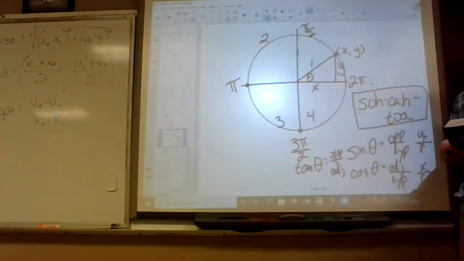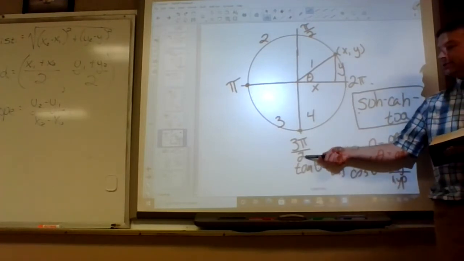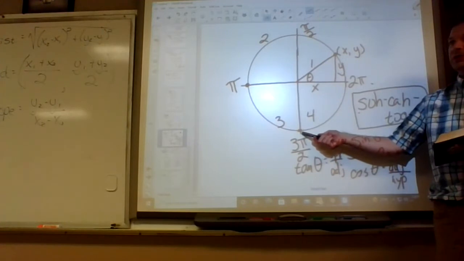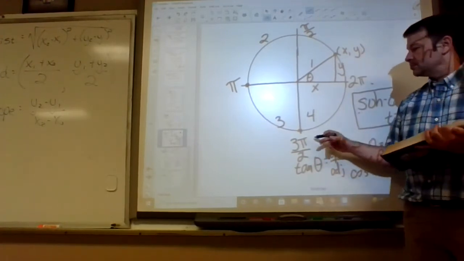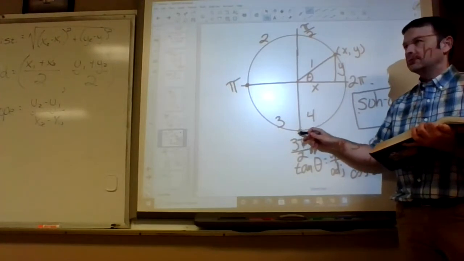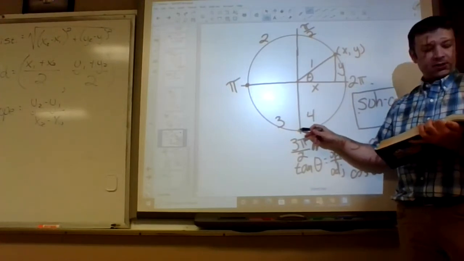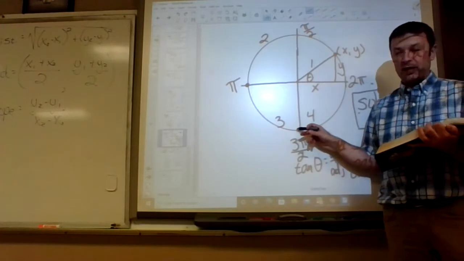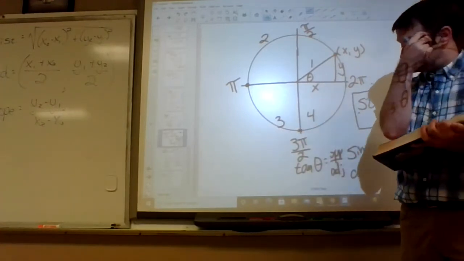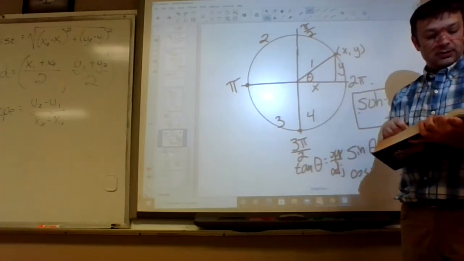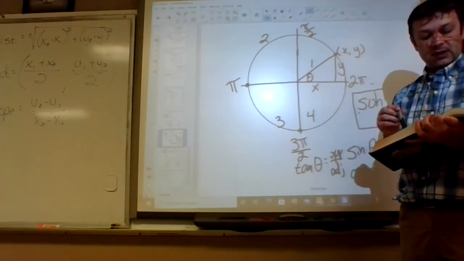Alright. Sine of 3 pi over 2. That's the same as 270. What's the y value at 270? We're doing sine, so it's the y. Negative 1. So 3C is negative 1.